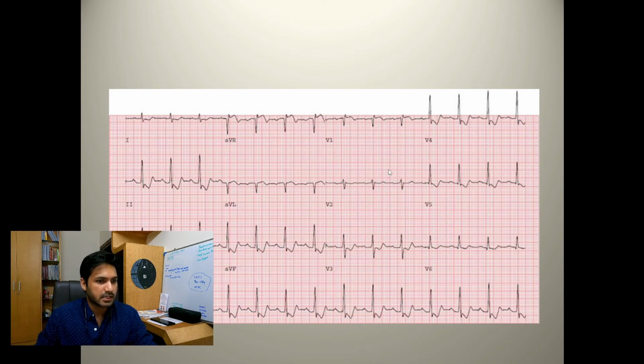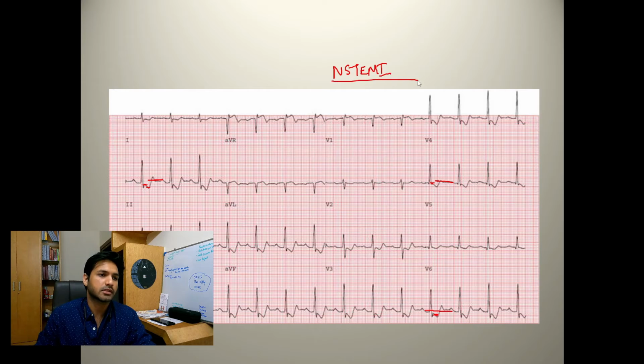Now in this second example, we see that the J point is below the baseline. This is the J point below the baseline. Okay, similarly over here also it's below the baseline. Over here it's below the baseline. So there's a non-ST elevation MI.